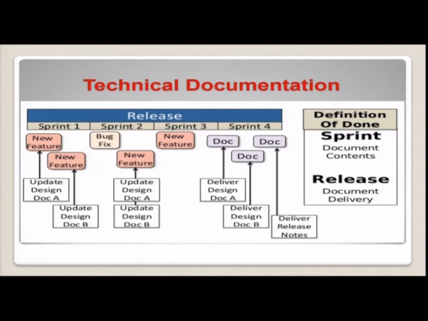Then the next is, we will see what you write in a technical documentation. The documentation as far as the agile software development model is concerned is broadly classified into 2 types. One is called technical documentation, the other one is called functional documentation. Now let us see what contents are required for a technical documentation.